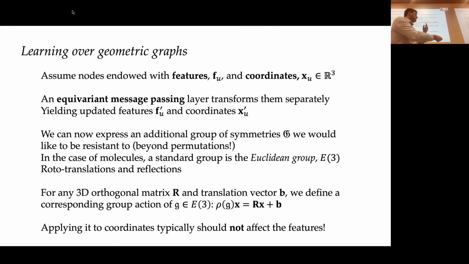And one standard model in the case of molecules is the Euclidean group, E(3), which covers rotations, translations, and reflections. So usually if you rotate the molecule, translate the molecule, or horizontally flip the molecule, it should still have the same molecular properties, ideally, right? This might not always be the case, like when it interacts with other molecules, but at least in isolation, this holds. So what this means is for any 3D orthogonal matrix R and translation vector v, I can define a group action that I want to be resistant to, which is multiplying by the matrix and translating by the vector. And if you apply it to the coordinates, it should not affect the features, right? Because it's the same molecule, just in a different place.